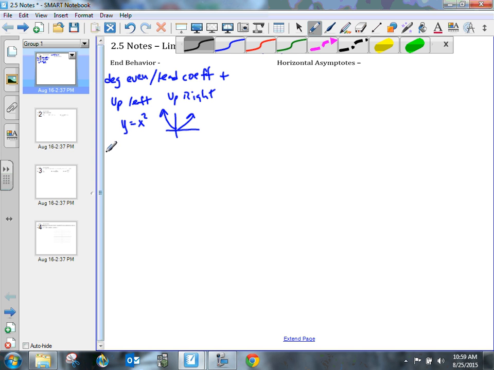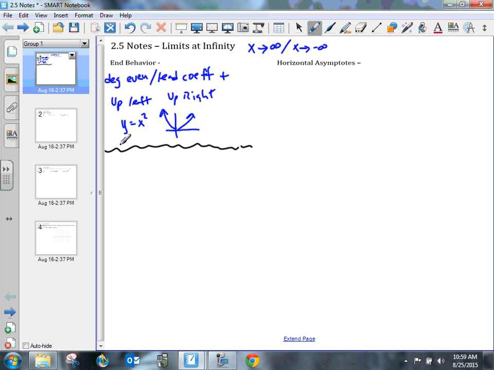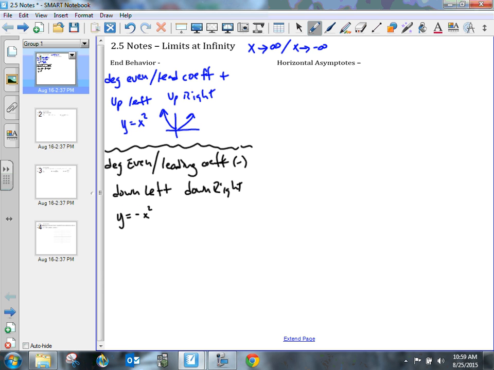Let's think of another scenario for end behavior. If our degree is even and our leading coefficient is negative, then we go down to the left, and then down to the right, okay? And so I would think of the equation y equals negative x squared, and that is a parabola that opens down, okay? So down to the left, down to the right, all right?